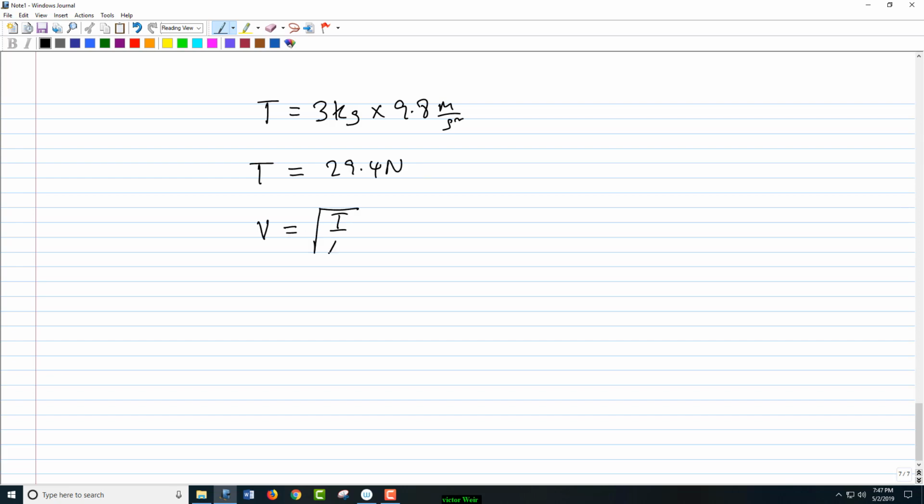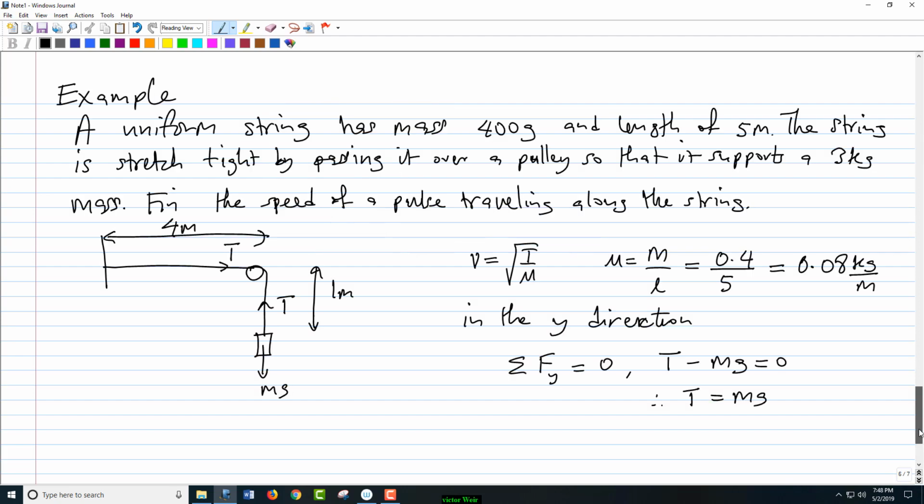So the speed can be calculated by taking the square root of tension divided by density. And so this is equal to the square root of 29.4 divided by 0.08. And that gives us 19.17 meters per second.